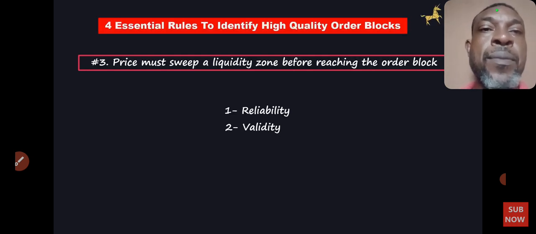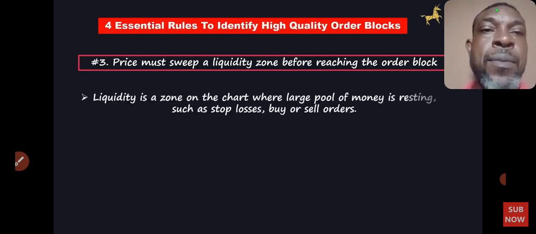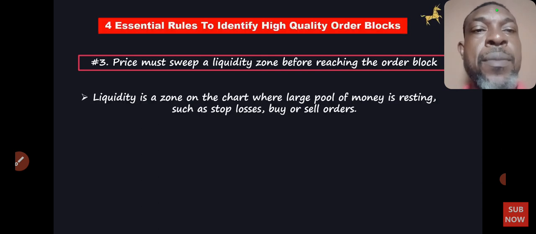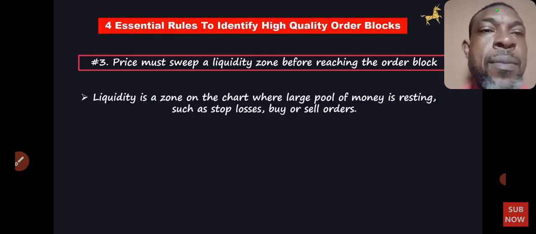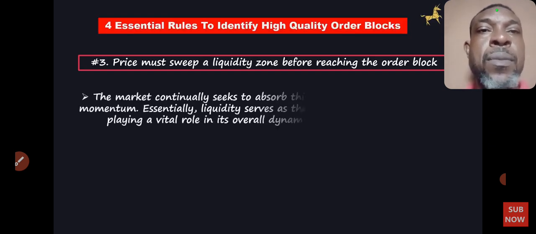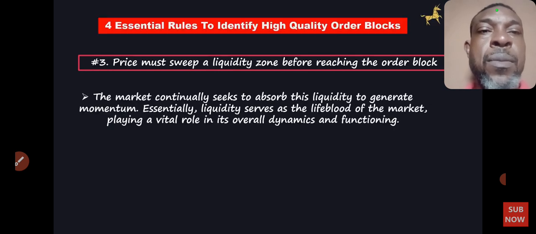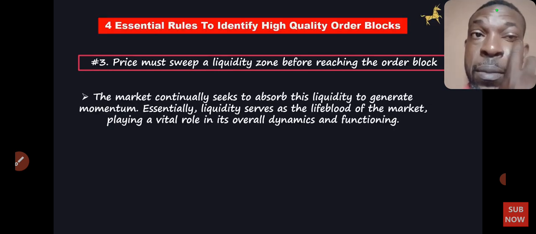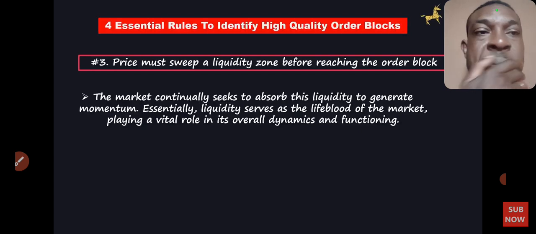trading decisions. Liquidity is a zone on the chart where a large pool of money is resting, such as stop losses and buy or sell orders. When a trader gets stopped out of a position, the market absorbs the funds associated with that stop loss. The market continually seeks to absorb this liquidity to generate momentum. Essentially, liquidity serves as the lifeblood of the market, playing a vital role in its overall dynamics and functioning.